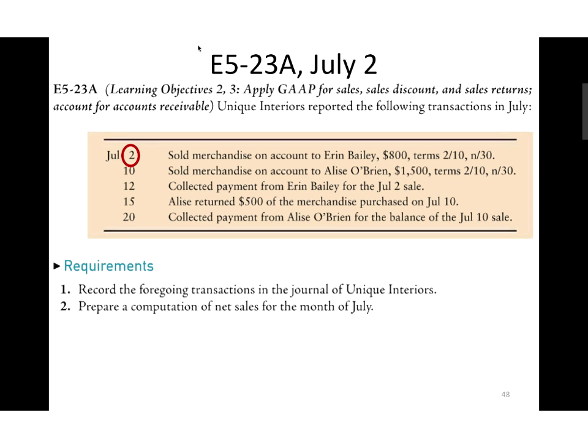So, sold merchandise on account to Aaron Bailey, $800. Well, this is a pretty standard sale. When we sell merchandise on account, that entry is going to always look the same. We've done this before. We sell something on account. What's one account involved? Receivable. Accounts receivable. Is that the debit or the credit here? It's the debit, yes. I know you knew it.